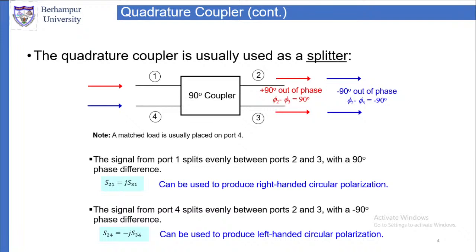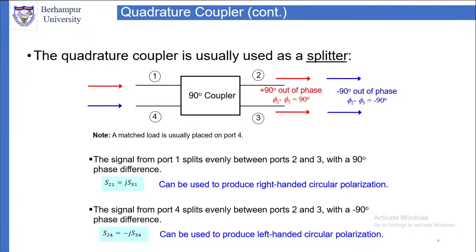Now when we give the red arrow at port 1, it will come out at port 2 and port 3. Those red arrows you can see at port 2 and port 3 correspond to the red arrow at port 1. So port 1 input, port 2 and port 3 output, those will be 90 degree out of phase, which means phase at port 2 minus phase at port 3 is equal to 90 degree.